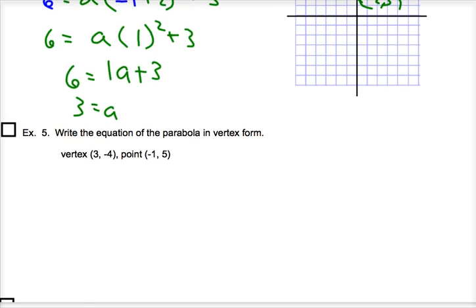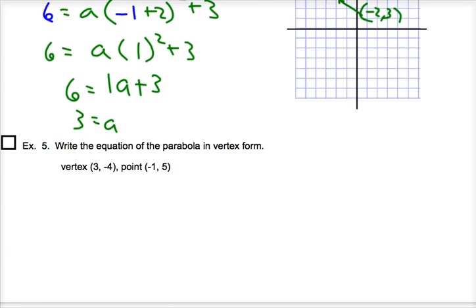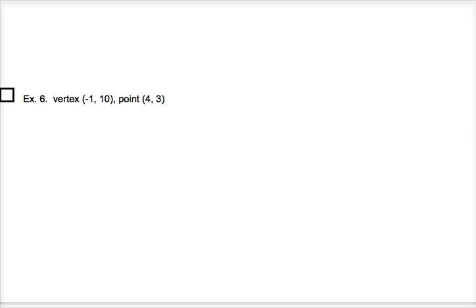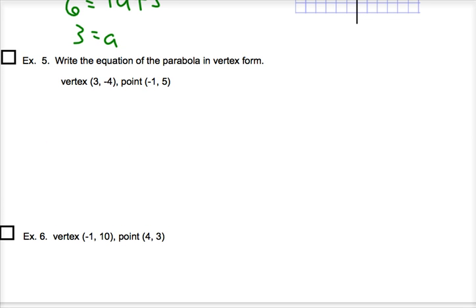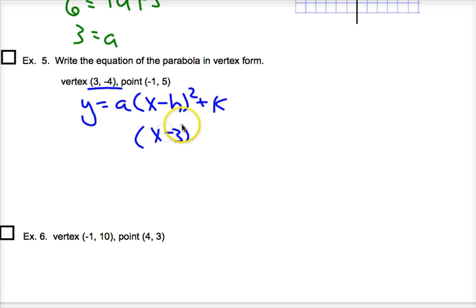Okay, and just practicing the skill, 5 and 6 is doing the exact same thing. I'll do one more. I don't know if I want to do 6. We'll see how much time. We're getting at that 19 minutes, so I guess I'll go through really quickly here. Vertex is 3, negative 4. So it'd be x minus 3 quantity squared minus 4. That equals 8. Plug in the point. So I'm putting in 5 here, I'm putting in negative 1 there.